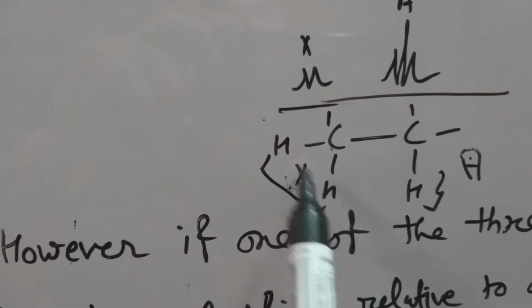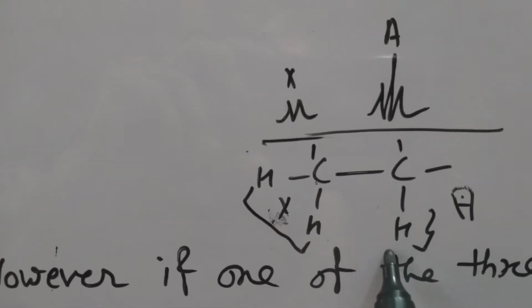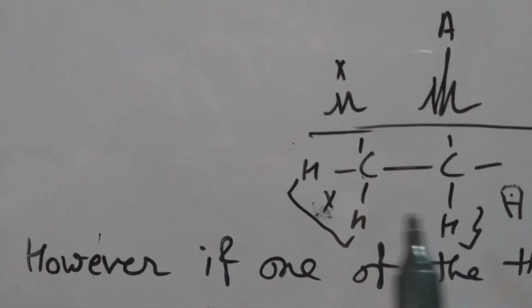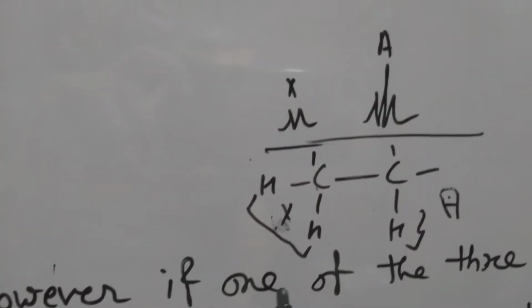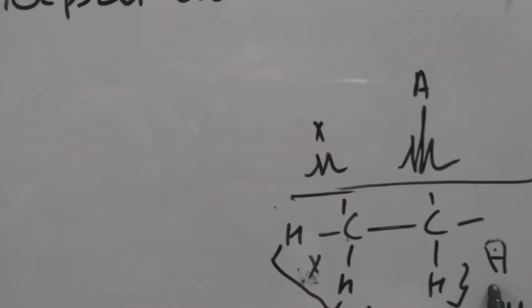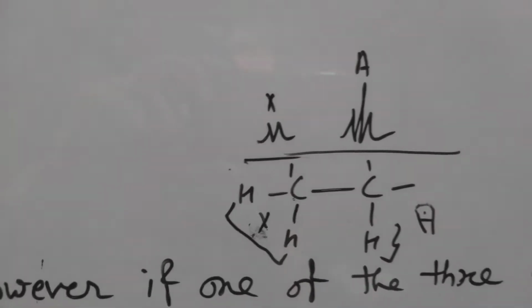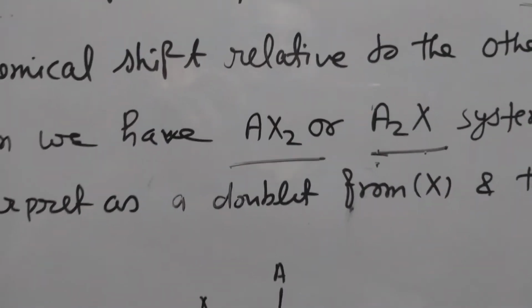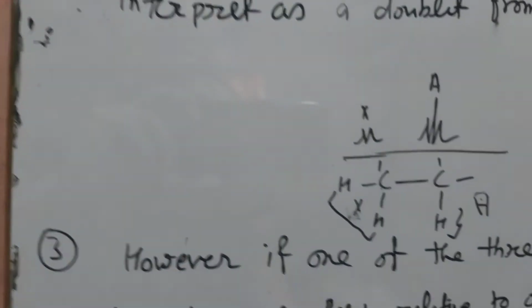Such a type of NMR spectrum can be considered by the following example. At this carbon there are two protons, we can consider them X protons. Here there is only one proton, this is the A proton, so it can be termed an AX2 type system. Both of these protons, being chemically equivalent, will couple with this adjacent proton and give a doublet. And this proton A will couple with these two protons and give a triplet as per the n plus 1 rule. So this is a system of AX2 type which has 3 spins, however 2 spins have the same chemical shift value.